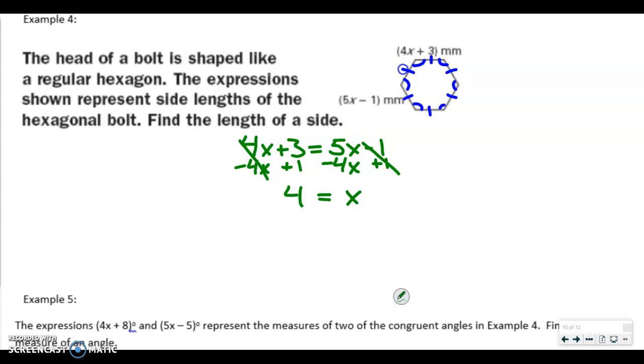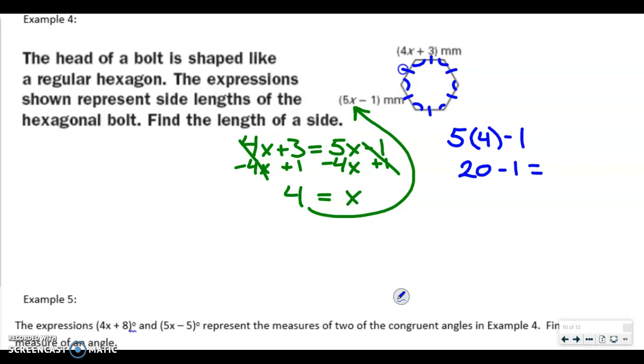So x equals 4. I need to take that, plug it back in. So 5 times 4 minus 1. So we should get each side equals 19 millimeters. Is every one of those sides equal 19 millimeters?